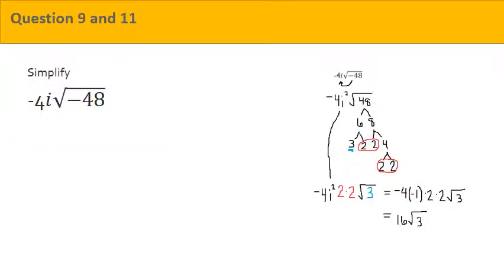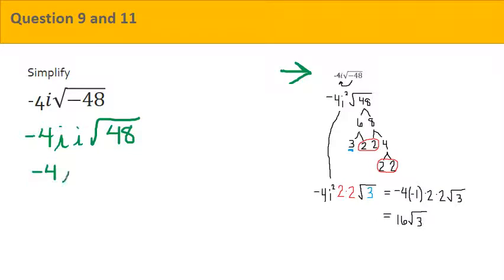So this question is just like question 9 and 11. So we have negative 4i times the square root of negative 48. And again, if you would like the factor tree method, it's over here on the right. So I have negative 4i. Now we have to bring out another i, because you can't take a square root of a negative number. So we have to bring out the i.